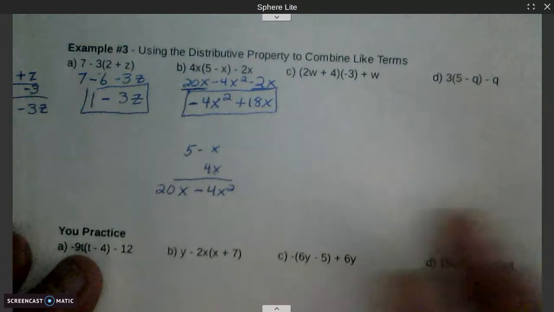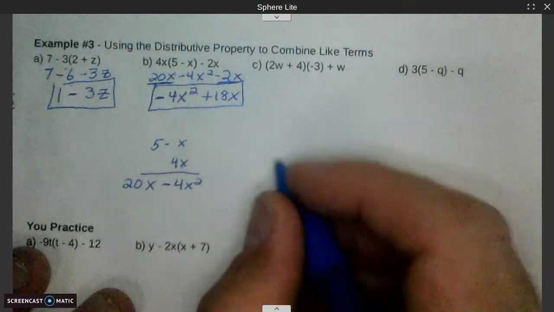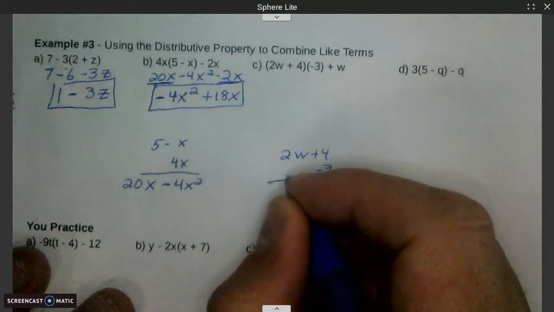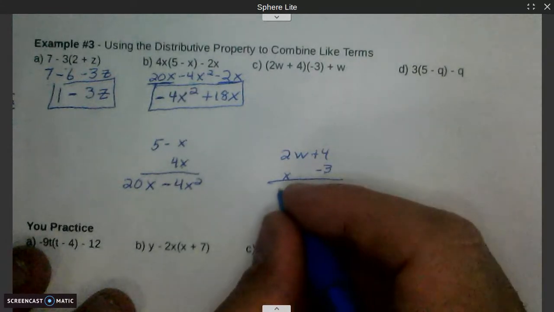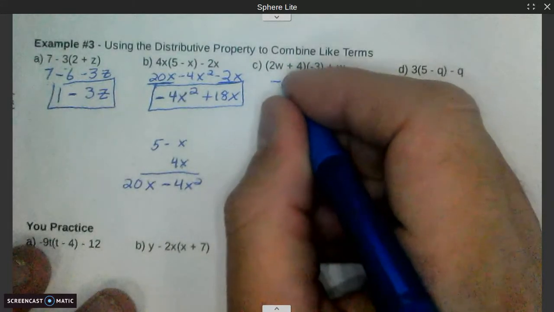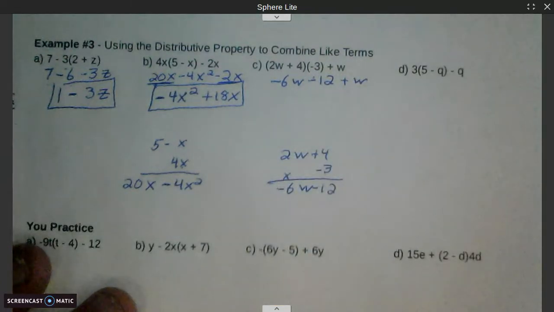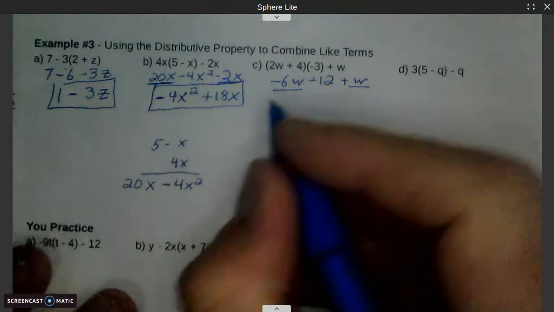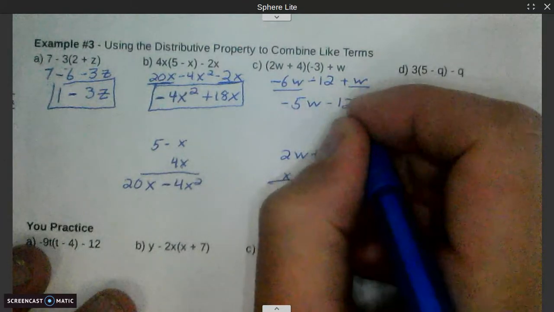Part C, I'm going to first figure out what 2w plus 4 times negative 3 is. I'm going to multiply these out, so this will be negative 12. Negative 3 times 2w is negative 6w. So I'm going to rewrite it up here, negative 6w minus 12 plus w. Now my like terms, I know I have negative 6w and w. Negative 6w plus w is negative 5w minus 12.